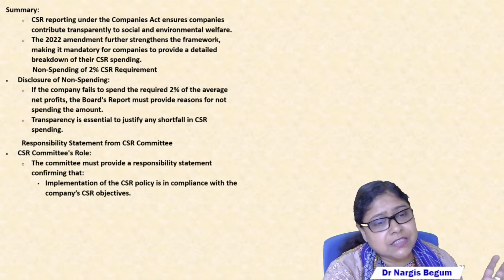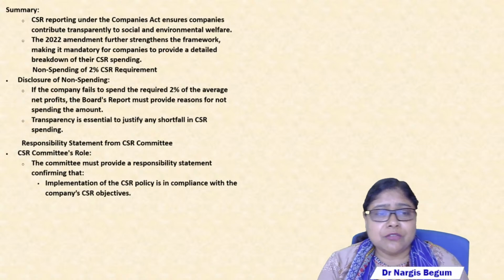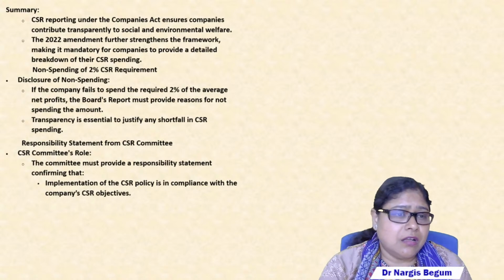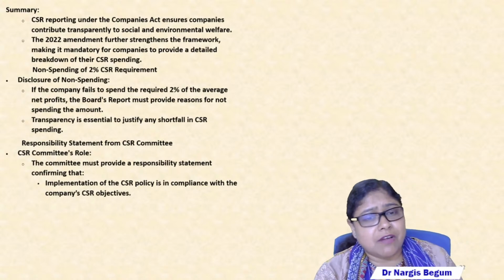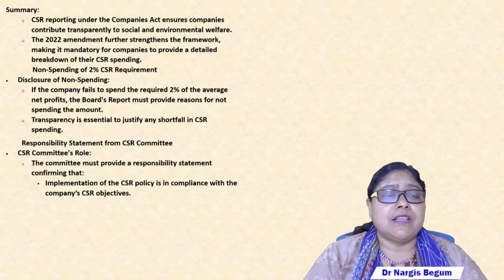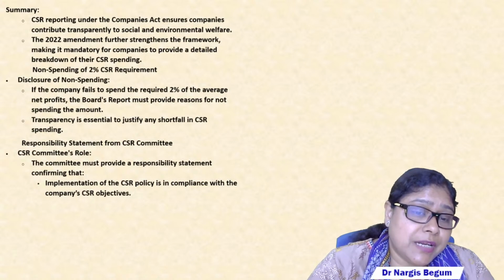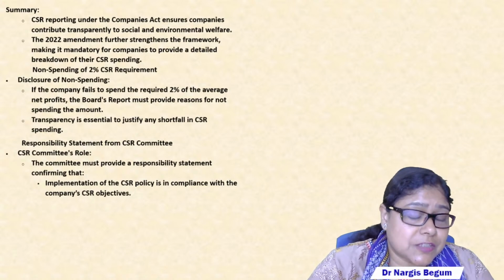So next is the disclosure of non-spending. When we go for non-spending, we need to disclose it. If the company fails to spend the required 2% of the average net profit, the board's report must provide reasons why it is not being spent. Transparency also needs to be maintained if any shortfall in CSR spending is seen.